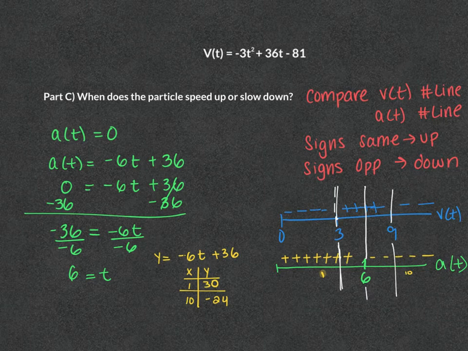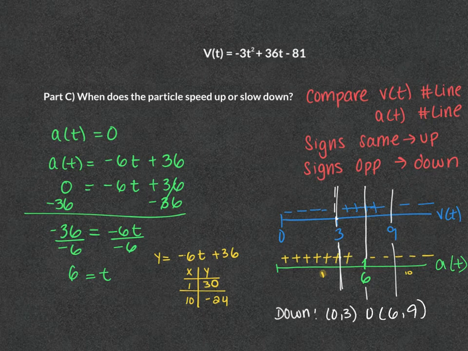So if you can see, from 0 to 3, we have positive and negative. So that is going to be where it is slowing down. So I'm going to put down that it is slowing down between 0 and 3 because they have opposite signs. And here they have the same sign. Here they have opposite signs. So from 6 to 9, it is also slowing down.